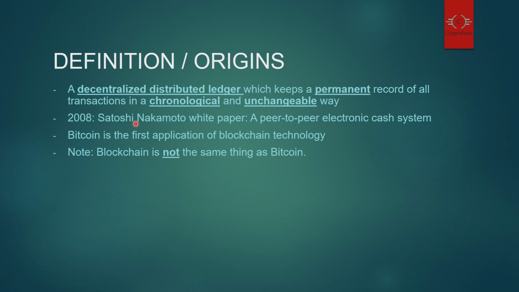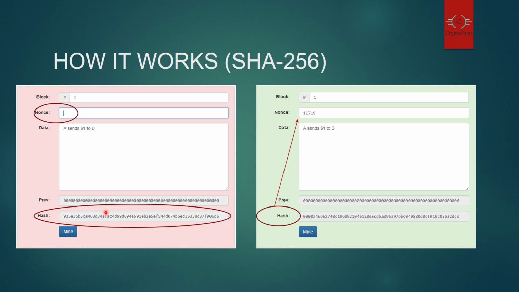And people seem to think that blockchain and Bitcoin is the same thing, but the way that I think about it is blockchain is like an operating system like Windows or iOS, and Bitcoin is just one application. So it's like going to the App Store and downloading something that runs on your phone. So I think it's important to understand that difference. So let's look at how it works then.